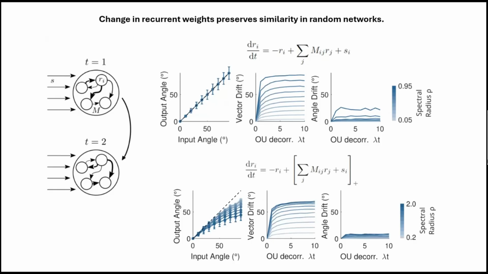So changes in recurrent weights preserve similarity in random networks. If you have a random network, magically, whatever topology you have in the inputs, it maintains it in the outputs. If you start to change the network structure, either through rewiring or through learning, all it does is rotate whatever structure is there, but it doesn't destroy it. Why is this the case?